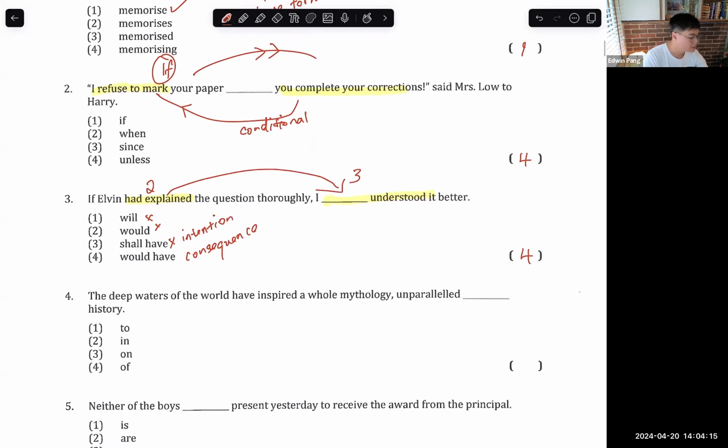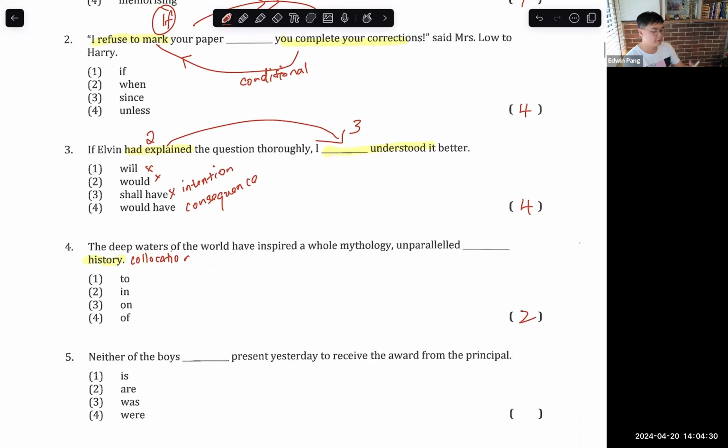Number 4, the deep waters of the world have inspired a whole mythology unparalleled in history. And this is a core location. "In history" is how we explain things. Unparalleled in all of history. Unparalleled simply means not comparable. Nothing else can compare with this particular set of mythologies that have been inspired by deep waters.